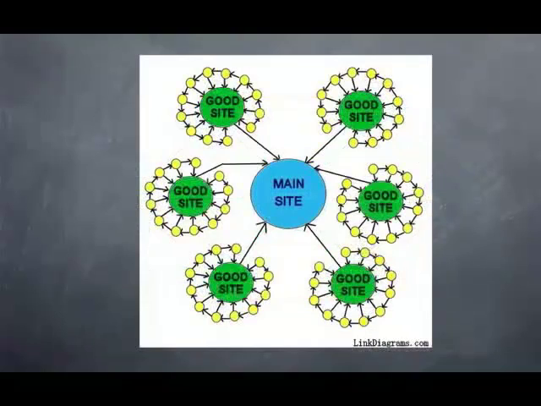And this is another example of one that I found as well, and this is from linkdiagrams.com. This one here is the same sort of deal. You have all of your individual hubs, or all of your individual wheels, and they all have Web 2.0 properties that are linking to them, and then they're all linking back to the main site.